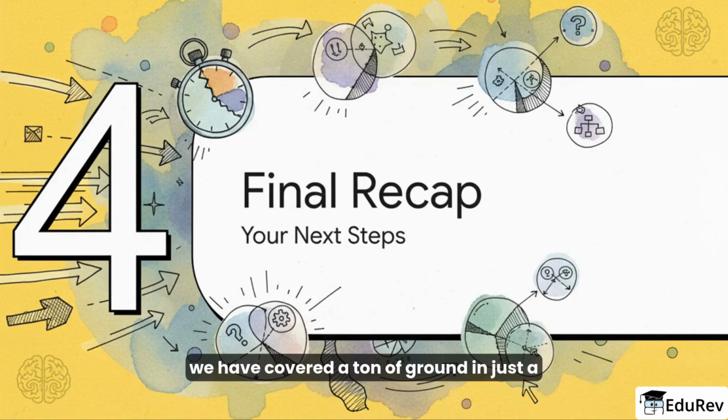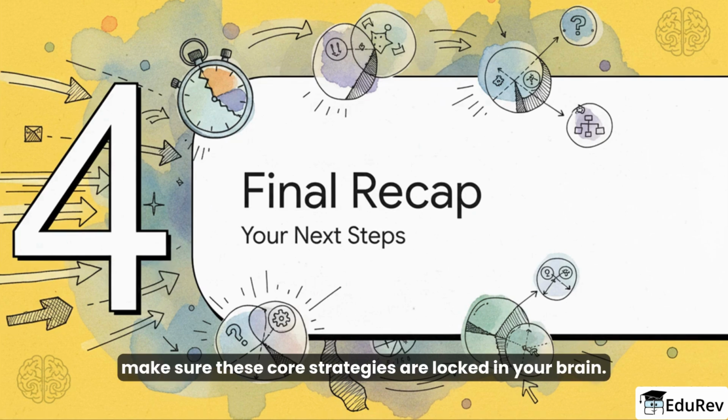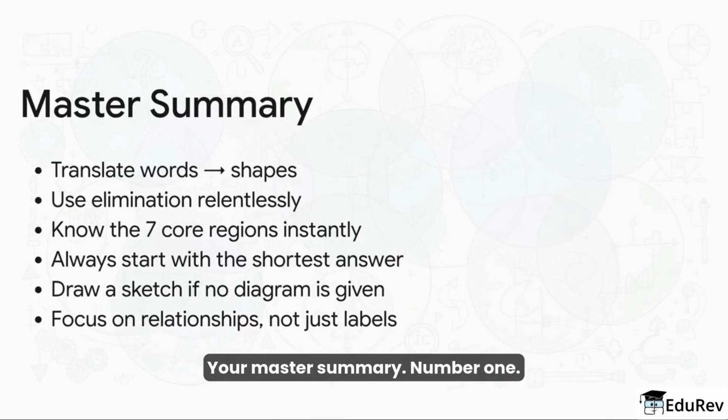Wow, we have covered a ton of ground in just a few minutes. So, before we wrap this up, let's do a quick rapid-fire recap to really make sure these core strategies are locked in your brain. Ready? Here we go. Your master summary. Number 1, translate words into shapes. 2, use elimination like it's your superpower.